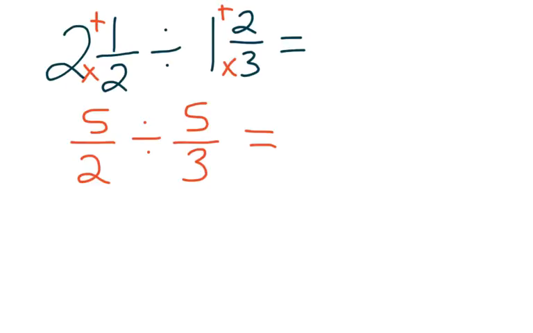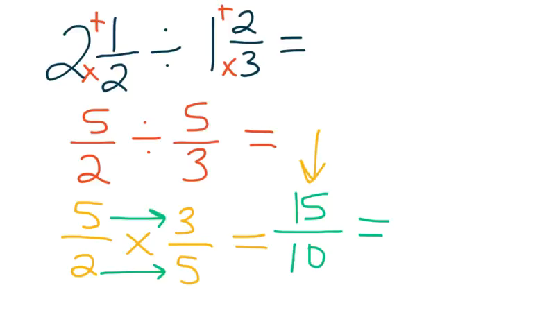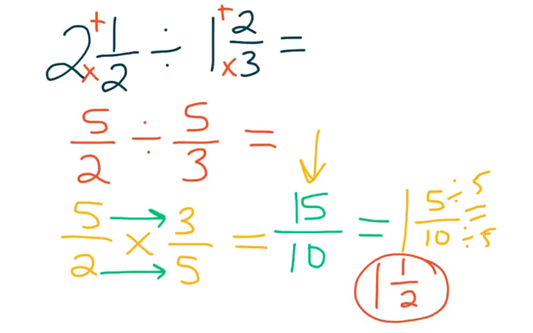Then I'm going to go through my steps: keep my first fraction the same, change my division to multiplication, and flip my second fraction. And then I just follow the steps for multiplying fractions, and I multiply straight across. 5 times 3 is 15, 2 times 5 is 10. I then complete my problem by changing my improper fraction into a mixed number. 10 can go into 15 one time, leaving me a 5 left over. So I have 1 5/10, which can then be simplified by dividing by 5, and I would get a final answer of 1 1/2. So once again, putting my answer in simplest form.